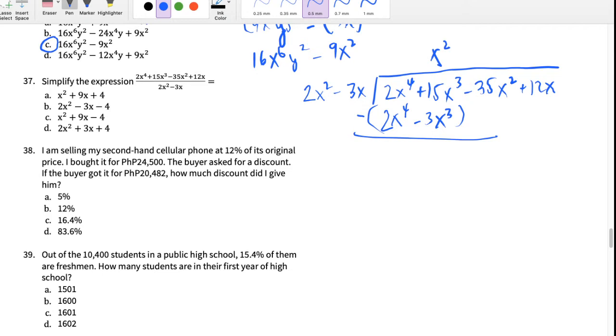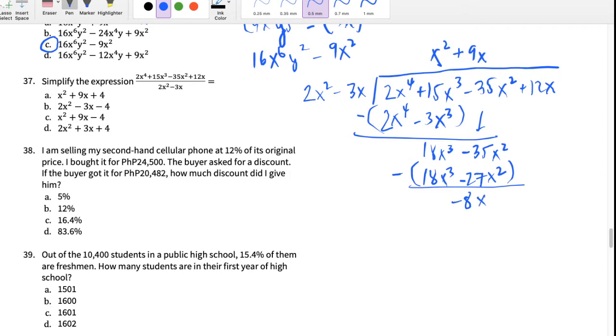15 plus 3, that would be 18x cubed. We bring down negative 35x squared. 18x cubed divided by 2x squared, that's equal to positive 9x. Okay, 9x times this one, 18x cubed minus 27x squared. Again, subtract. Okay, these cancel. Negative 35 plus 27, that's equal to negative 8x squared, because this one is bigger. Negative 8x squared.